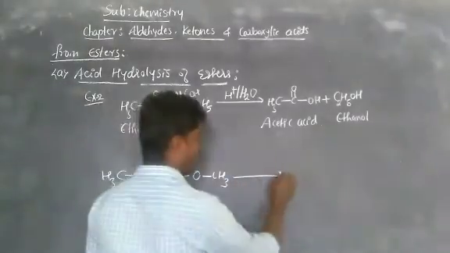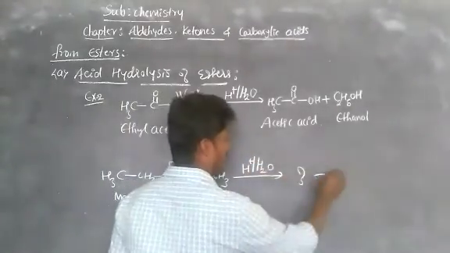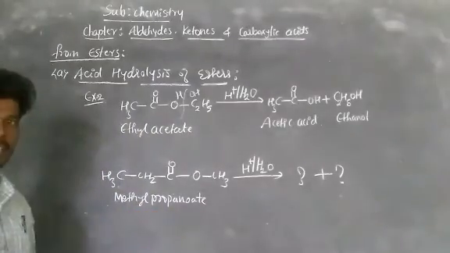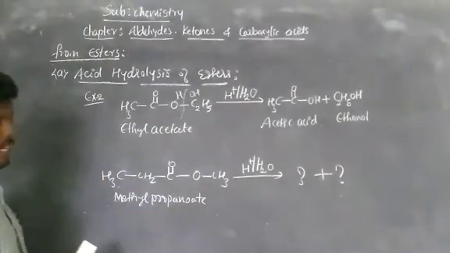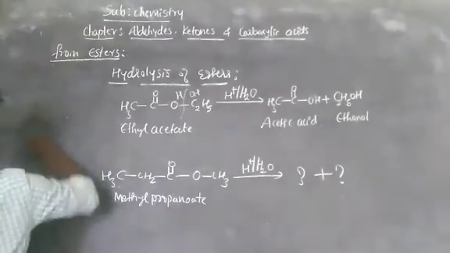Now, which is an acid hydrolysis, H plus and water. What type of products do you get? Write their names or complete this reaction. Take this as homework. Now the second method is base hydrolysis of esters.